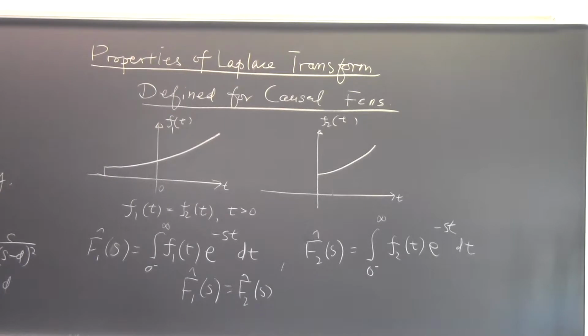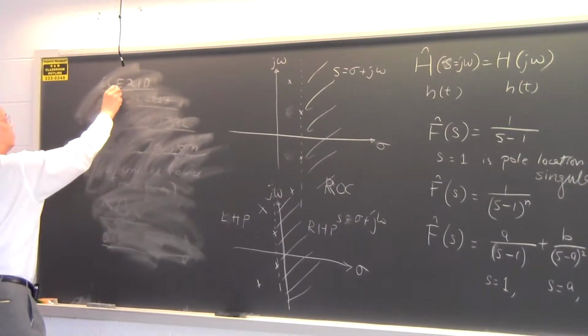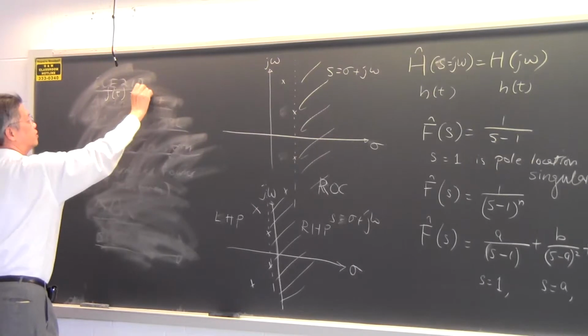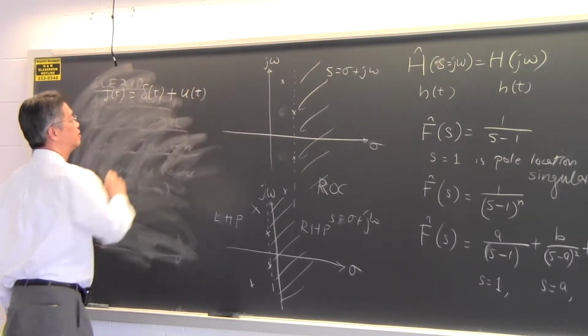Why do we always start from 0 minus? Well, we always start from 0 minus to account for some unusual cases, such as if f of t is equal to, say, delta of t plus, say, u of t.